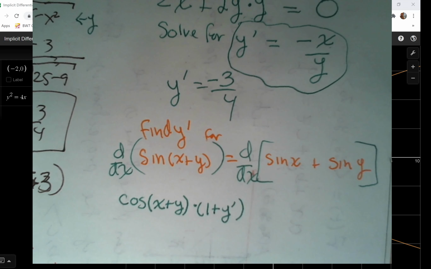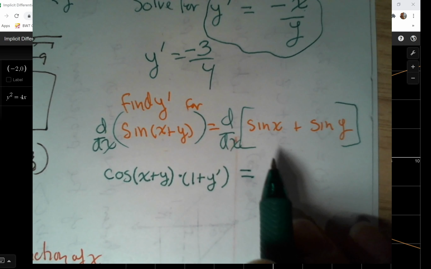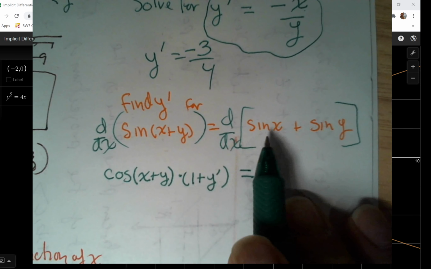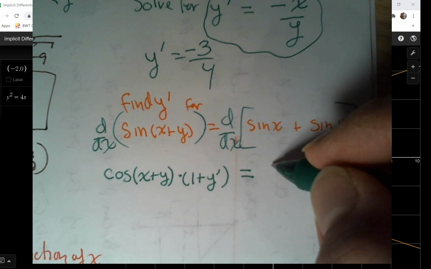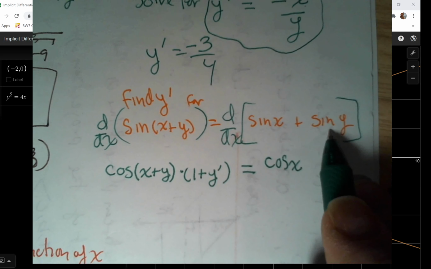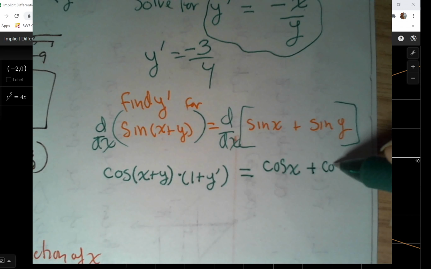Okay? And now equals, on this side here, we get the derivative of sine of x. That's our independent variable, so we can just go straightforward, cosine of x. Over here, derivative of sine of y. Again, here we'll be careful. Cosine of y. Oops. Chain rule, the derivative of the inside is y prime.